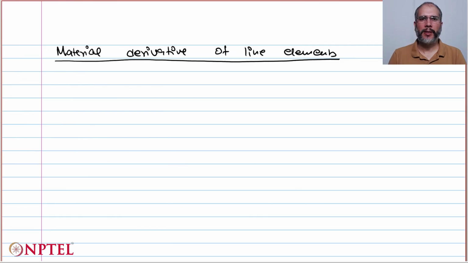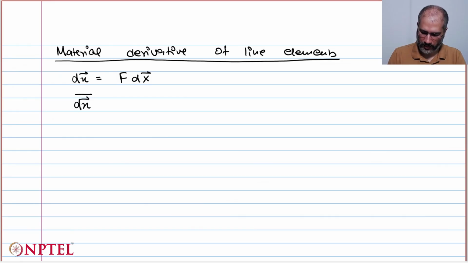The discussion on the material derivative of line elements is mostly going to be a recap of what we have already done. So a line element dx can be written as F times dX, where small dx is the element in the deformed configuration and capital dX is the element in the undeformed configuration, and F is our deformation gradient tensor. So if I take the material derivative of small dx, which we write as a bar with a dot on top, this becomes F dot times dX.